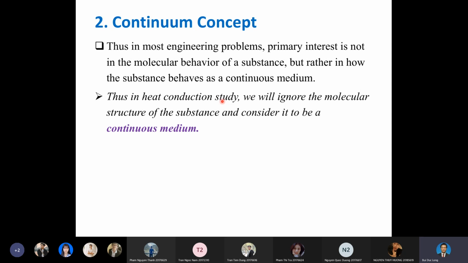Thus, in conduction study, we will ignore the molecular structure of the substance and consider it to be a continuous medium. That is what we have to establish before we start to study.